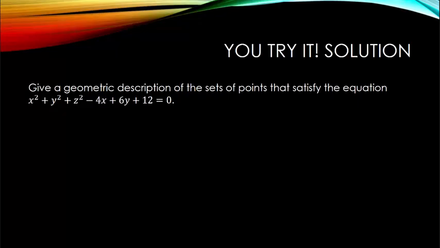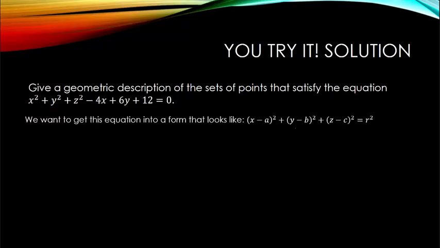For this one, I need to complete the square for both the x terms and the y terms. I'm going to rearrange it in order to get an equation that looks like (x minus a) squared plus (y minus b) squared plus (z minus c) squared is equal to r squared. I'm going to rearrange my equation a little bit by subtracting 12 from both sides and putting my x and y terms closer together. I get x squared minus 4x plus y squared plus 6y plus z squared is equal to -12.